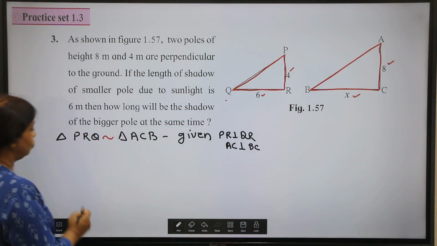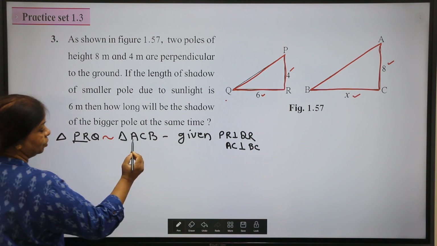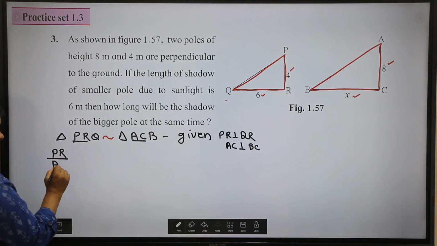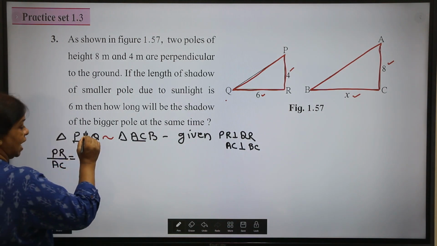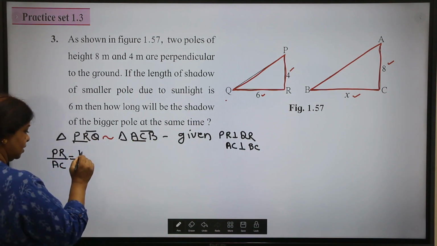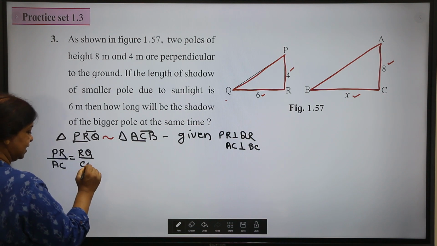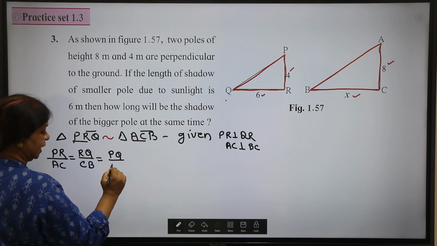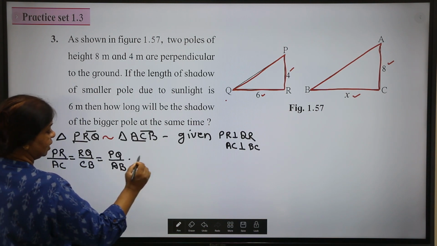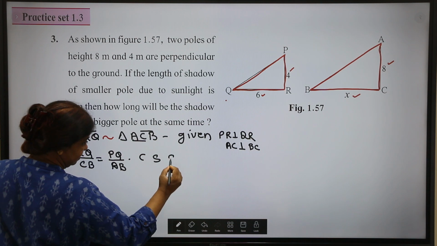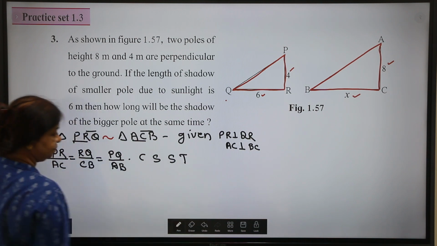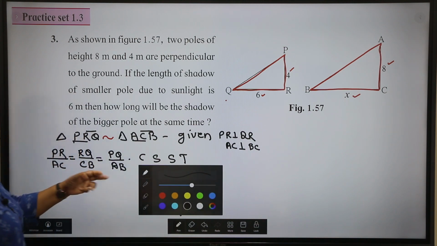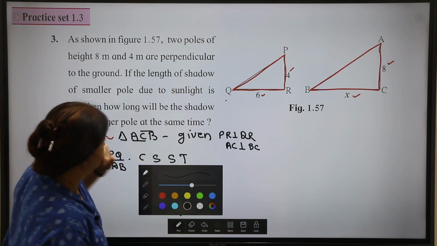In the earlier question also we saw, we will be taking PR upon AC is equal to RQ upon CB, which is equal to PQ upon AB, corresponding sides of similar triangles. Once you have taken this, look for the values to place.